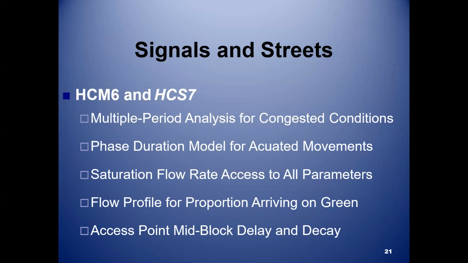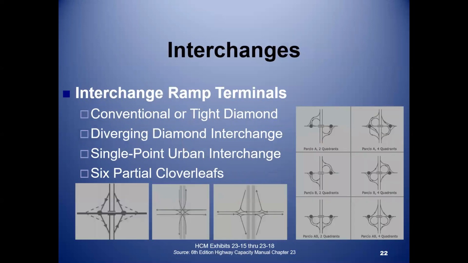The phase duration model predicts the average phase over the 15-minute period through the multiple cycles, where it varies by cycle for actuated movements. All the saturation flow adjustments are there. The flow profile is used, as well as the access point effects on the flow profile that I'll show you in a few minutes. You could also have an arterial with 15, 20 signals, and 2 of them happen to be in an interchange. That's modeled differently.